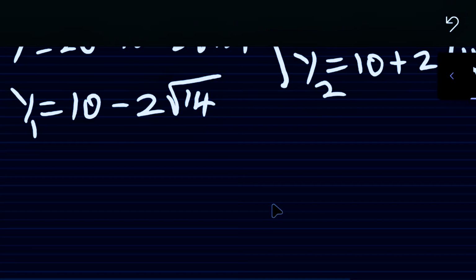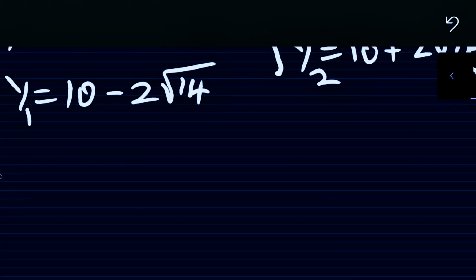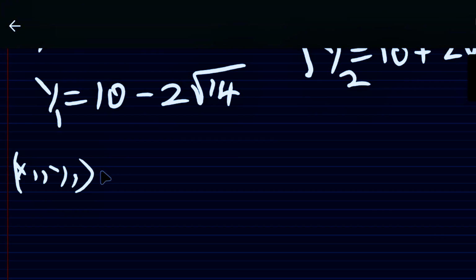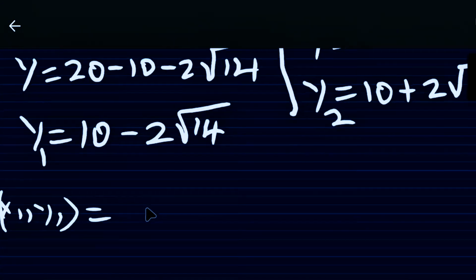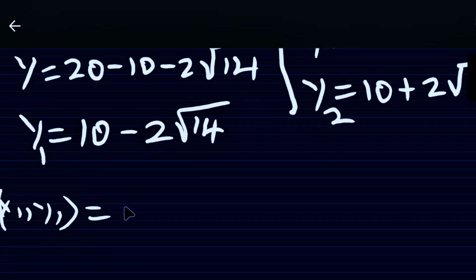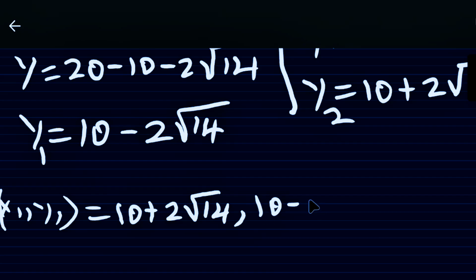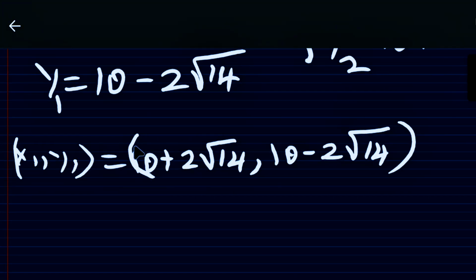Now let's write those values out. So x1 comma y1, let's write it down, will be equal to, now our x is 10 plus 2 square root of 14. So we have 10 plus 2 square root of 14 as x1, comma, y1 is 10 minus 2 square root of 14. Now this is x1, y1.